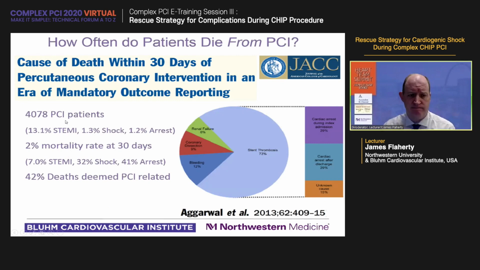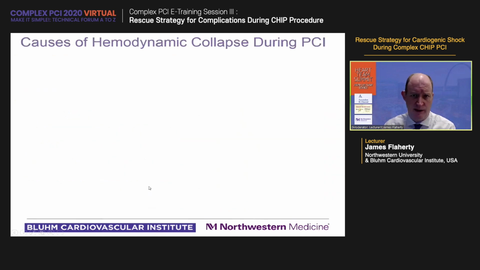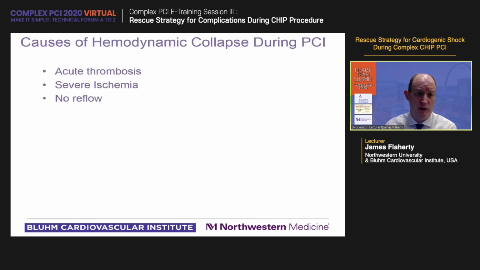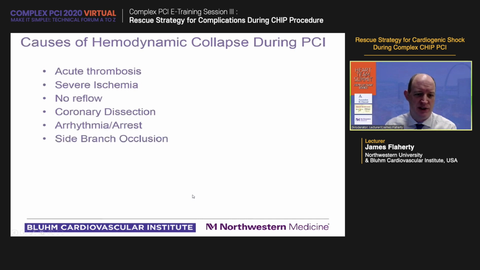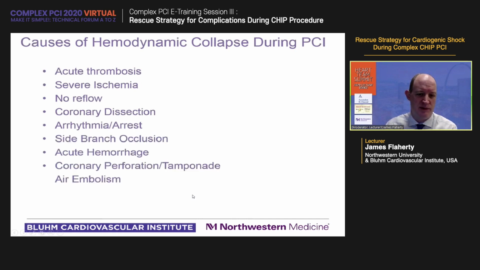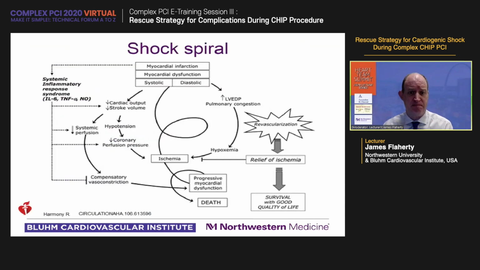Here's a 4,000 patient study looking at mortality rates of 2% at 30 days, and about 40% of the deaths were attributed to the PCI itself, mostly due to stent thrombosis. So in general, PCI is very safe, but not always. You can have hemodynamic collapse due to thrombosis, ischemia, no reflow, dissection, arrhythmia or arrest, side branch occlusion, hemorrhage, perforation with tamponade, air embolism. There are other causes too, but these are some of the more common.